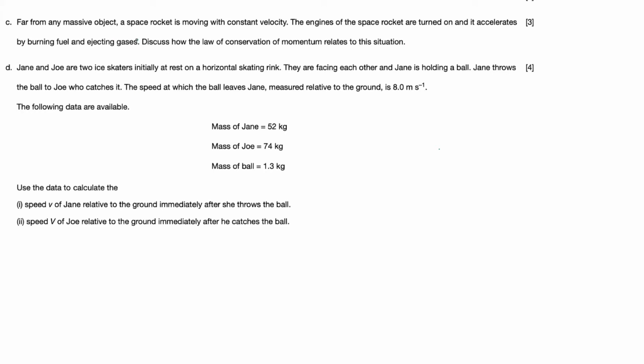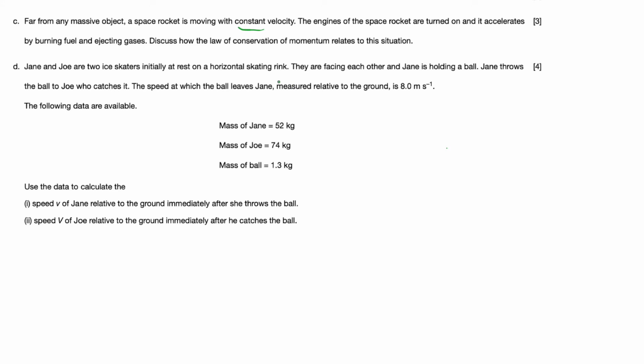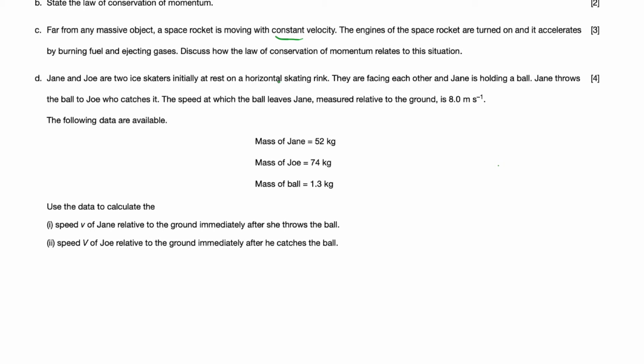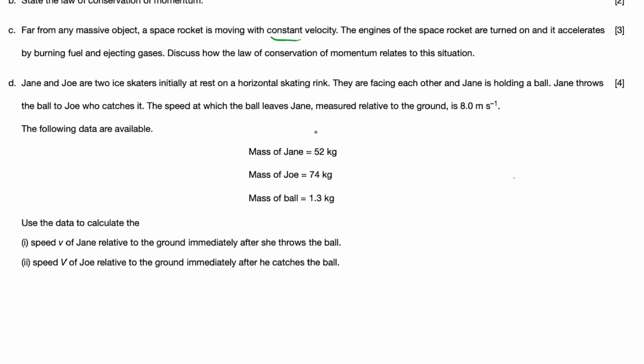For any massive object, a space rocket is moving with a constant velocity. The engine of the space rocket is turned on and accelerates by burning fuel and injecting gases. Discuss how the law of conservation of momentum relates to this situation. So you need to identify the system in this problem first. So the first system is the space rocket and the gases, the injecting gases. So let me write it here.